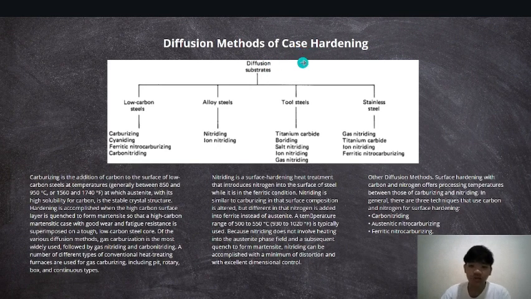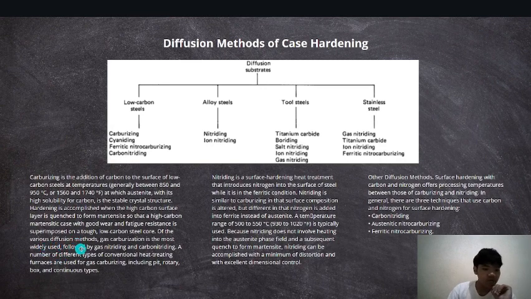Diffusion methods of case hardening. Carburizing is the addition of carbon to the surface of low carbon steels at temperatures at which austenite, with its high solubility for carbon, is the stable crystal structure. Hardening is accomplished when the high carbon surface layer is quenched to form martensite, so a high carbon martensite case with good wear and fatigue resistance is superimposed on a tough low carbon steel core.